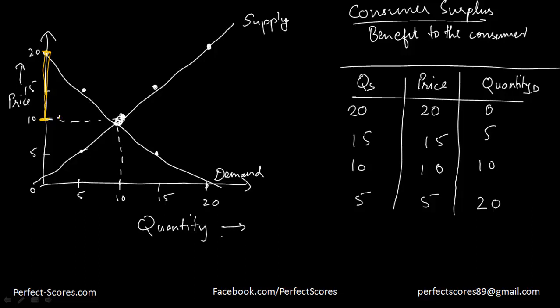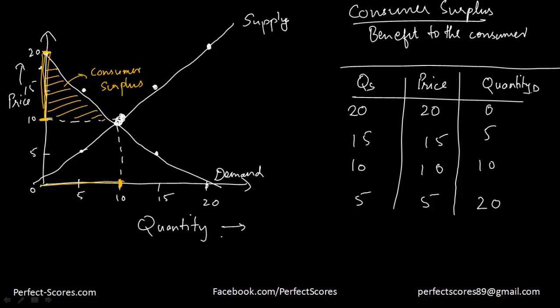And how many units is he buying? A consumer is buying an average of 10 units. So he's buying 10 units. And what is the price that he is saving? So he's saving 10 in price also, which means that the area under this part over here is nothing but your consumer surplus.